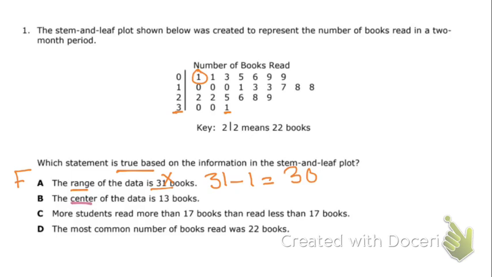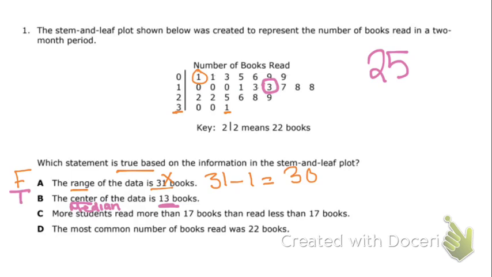And then it's asking the center. Well, the center is the same thing as median. So we have 25 data points. So that means that the 13th number is our middle number. 1, 2, 3, 4, 5, 6, 7, 8, 9, 10, 11, 12, 13. This is our 13th number, so our median is 13. This is actually a true statement.